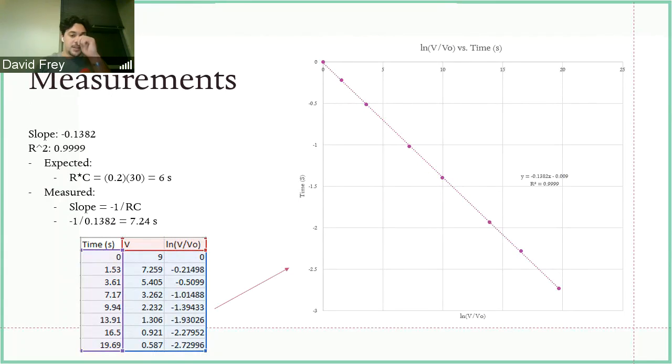We then went ahead and used our voltage values to plot and find our RC. We found that we had a slope of negative 0.13 with an R squared value of 0.99, showing that we had a good fit. Using our RC, we found that for the entire voltage to drop, it would take 7.24 seconds. Next.